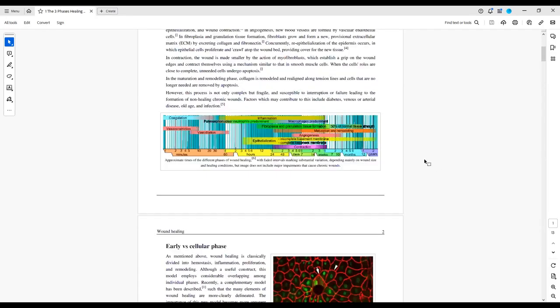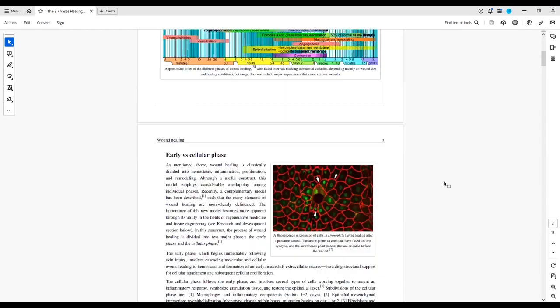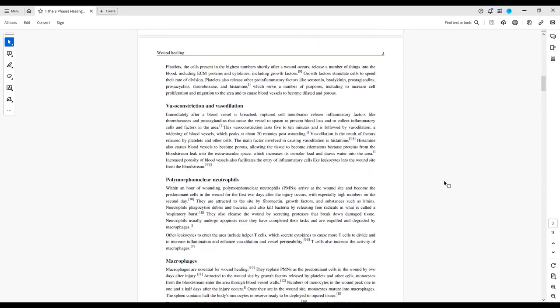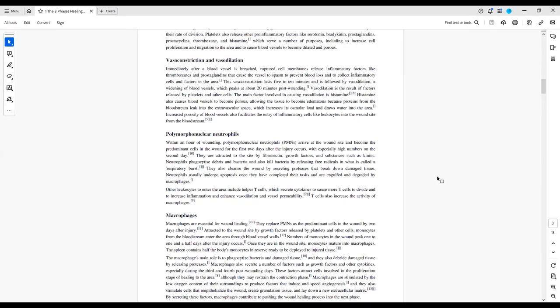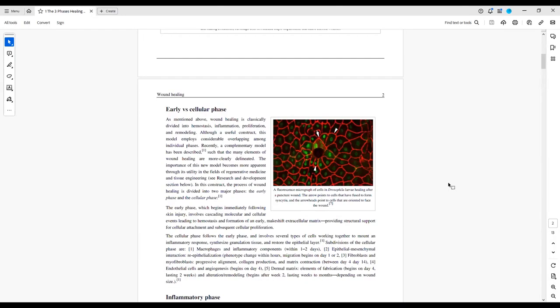Yes. This is a graphic representation that explains what happens right here, from the vasoconstriction, vasodilation, inflammation, fibroplasia, macrophages, epithelialization, gives different time frames. So it's well documented. This information is well documented. And of course, this is where it goes into all the details relative to the types of tissues involved.